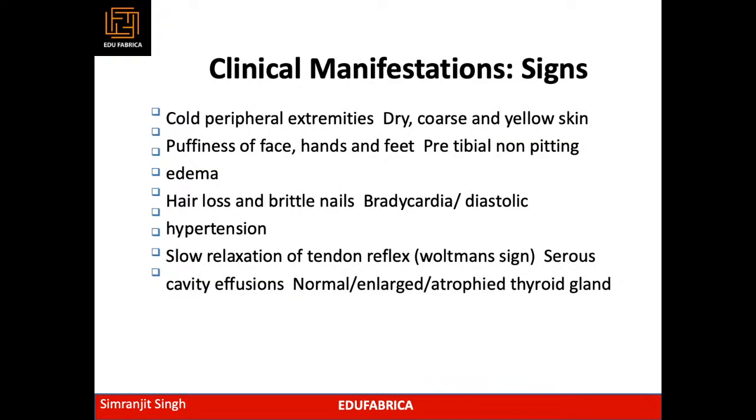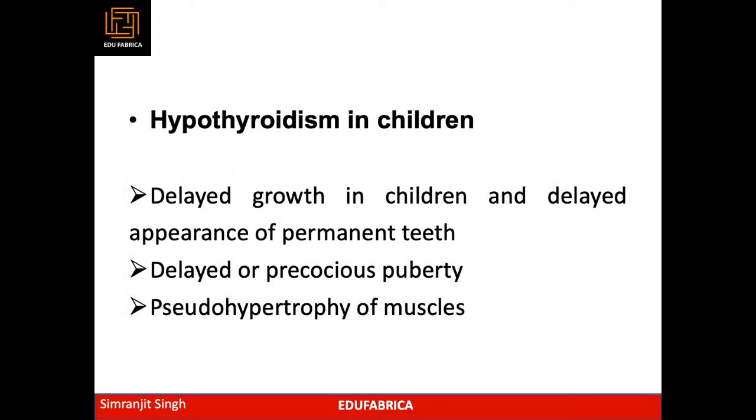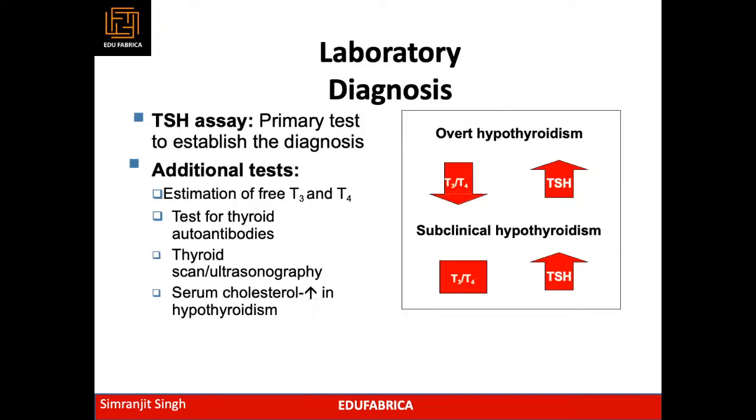And clinical manifestations include the signs: cold peripheral extremities, puffiness of face, hands and feet, edema, hair loss, brittle nails, hypertension, slow relaxation of tendon reflex. So all of these are signs of it. So what happens in children if this hypothyroidism is happening? There's delayed growth in the children and delayed appearance of permanent teeth, delayed puberty, pseudohypertrophy of muscles.